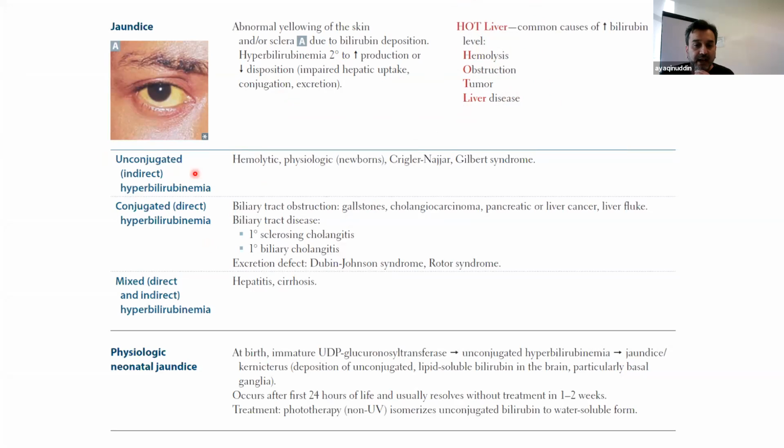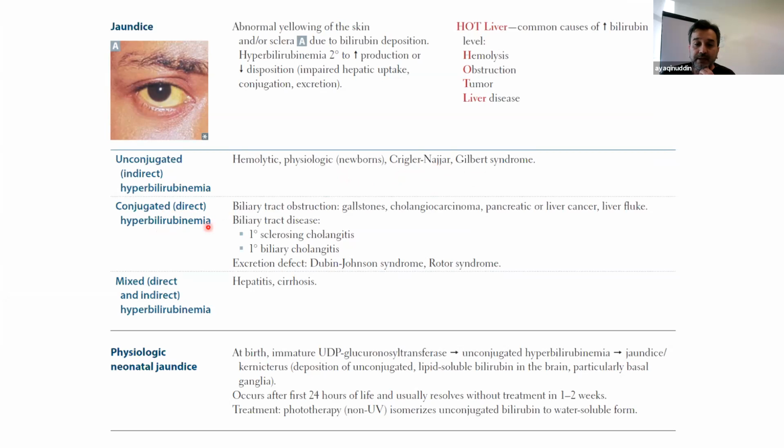So unconjugated hyperbilirubinemia, which is the prehepatic, could be because of the excessive hemolysis of RBCs, physiological because in newborns, because of the immature hepatocytes which are unable to take this bilirubin, or there could be a problem in the conjugation, which is the Crigler-Najjar and Gilbert syndrome.